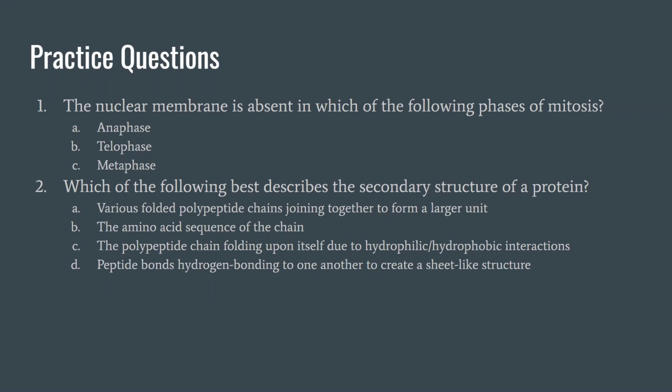So number 1, the nuclear membrane is absent in which of the following phases of mitosis? A, anaphase, B, telophase, and C, metaphase. Should also probably let you know that the answer could be more than one in this one.